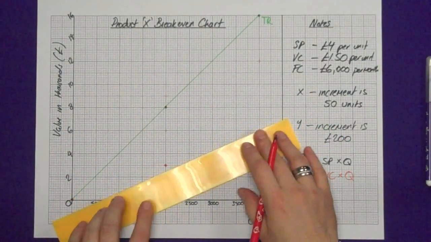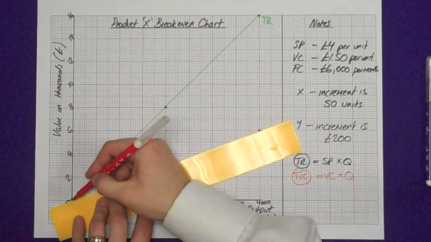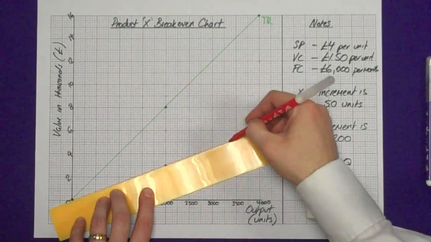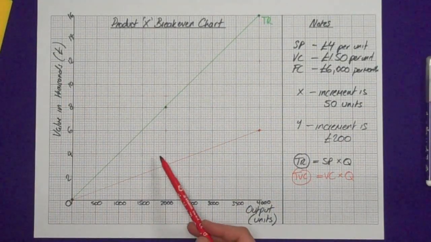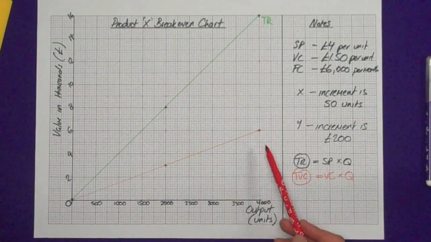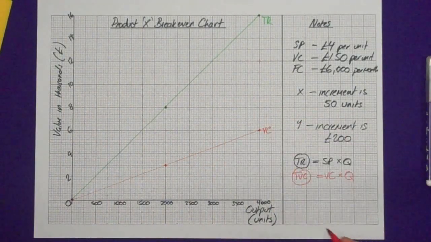So you can see once again, we can join these dots together. We only have to plot 2. We've actually got 3 on this diagram, but again that's quite a nice way as a fail-safe. If one of these lines was not on the straight line, we've made an error somewhere. Again, label that as VC.